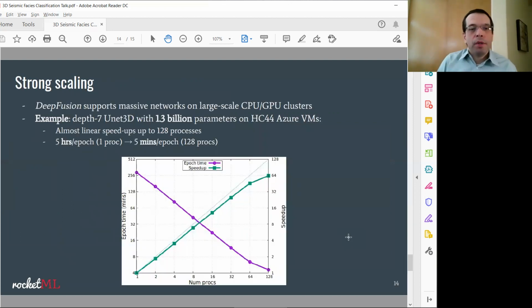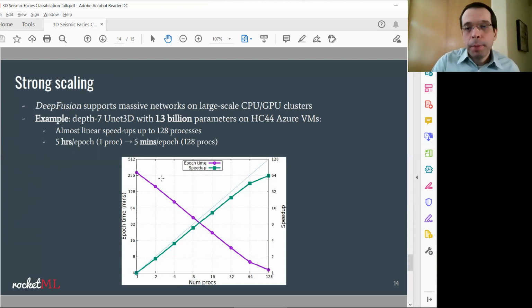Finally, the last point I wanted to make is, like I said, our software is built with scalability in mind. So here I show an example where we took a much bigger, much deeper network, a depth 7 UNet 3D, which has 1.3 billion parameters, and ran on even bigger clusters on the same Azure infrastructure, going all the way from one process to 128 processes. And a couple of things to notice here.